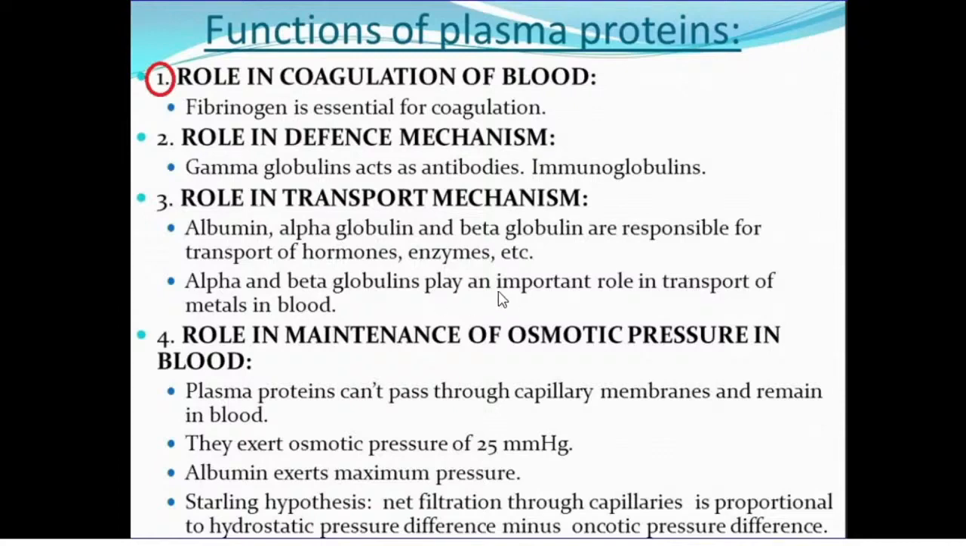lipids, and then alpha and beta globulins also play a great transport role, to transport metals like iron, for example, in our blood. And they have a role in maintenance of osmotic pressure in blood. I repeat, write this please: the part of osmotic pressure that is supplied by proteins is named oncotic. And albumin exerts maximum pressure because it is the most concentrated protein in our blood.